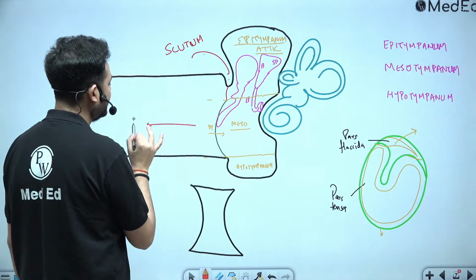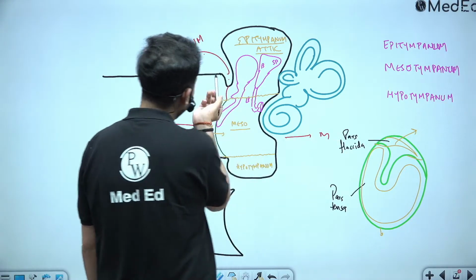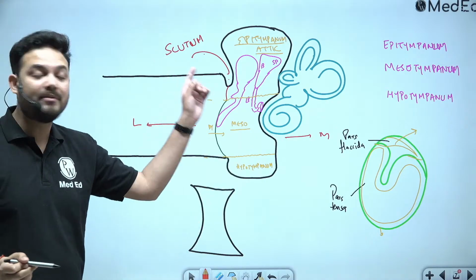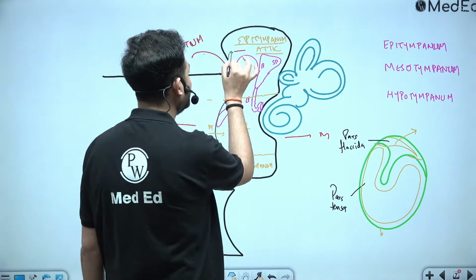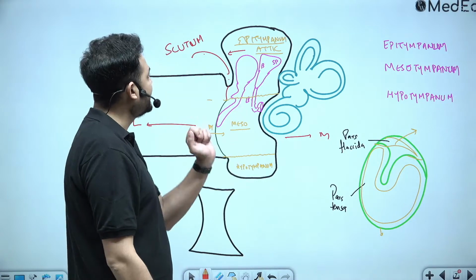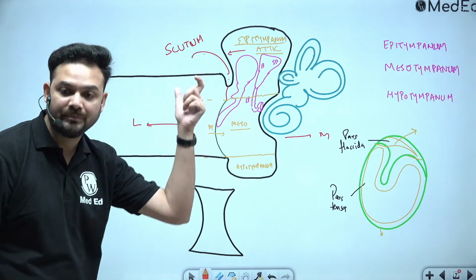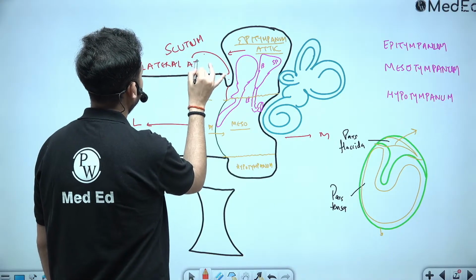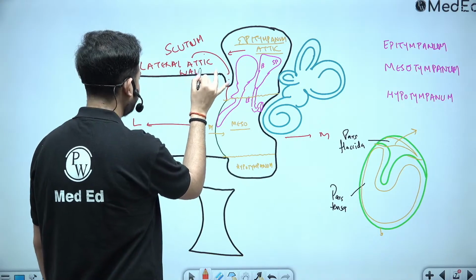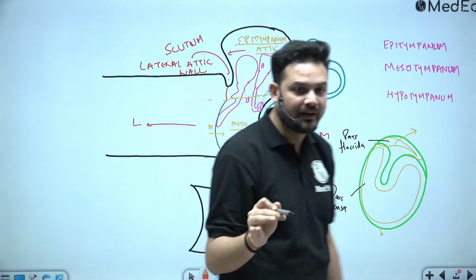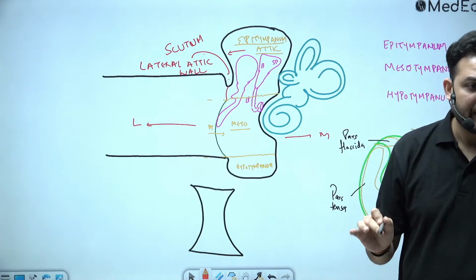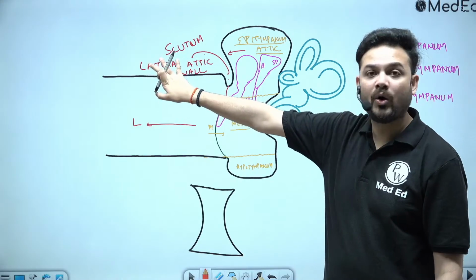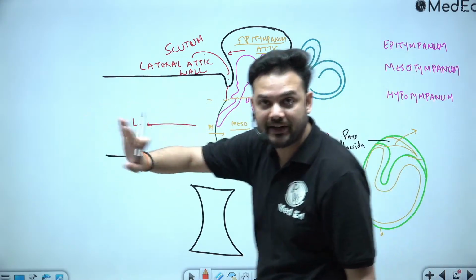See, this is lateral. This is medial. So this projection, which is produced by the superior wall of the external auditory canal, is given the name lateral attic wall because this is lateral to the attic, right? So this is my lateral attic wall, and we also call it scutum. Scutum, or lateral attic wall, in simple words. This particular wall is very important when we read cholesteatoma. So this is the whole idea about the middle ear cavity.